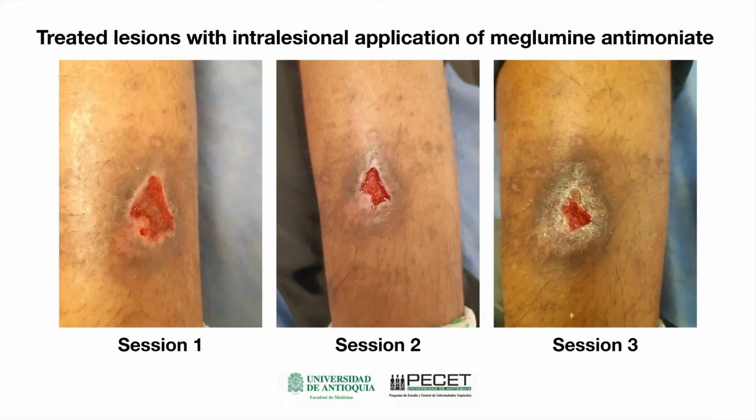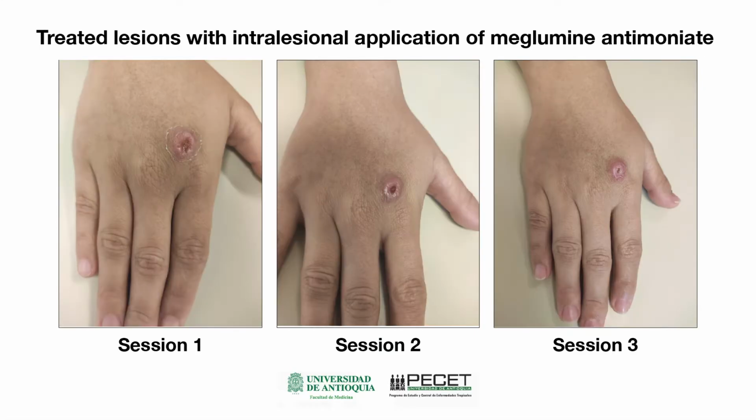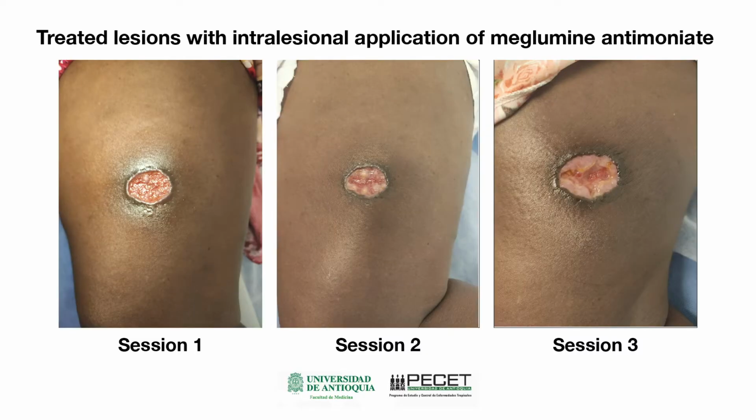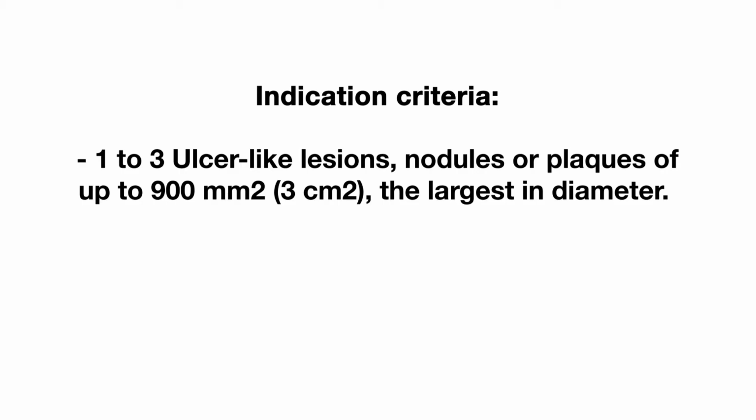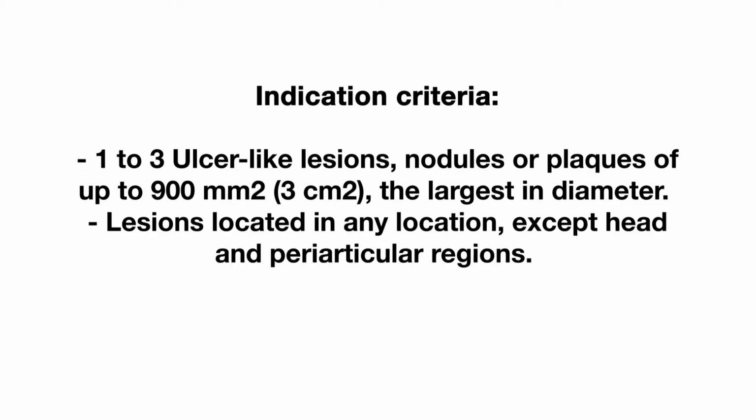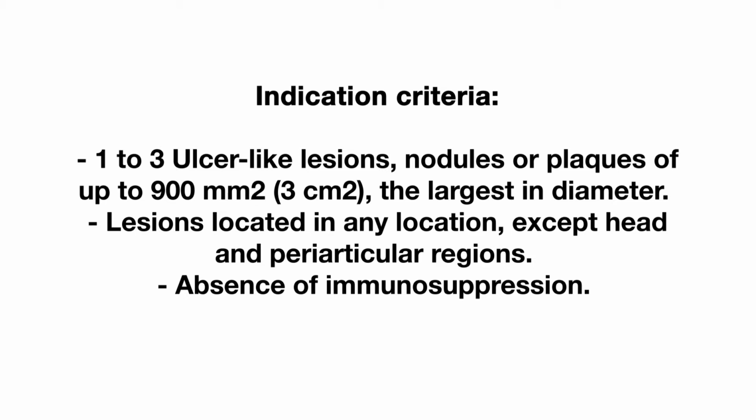Cutaneous leishmaniasis treatment with intralesional application of meglumine antimoniate. Criteria for indication of local treatment of cutaneous leishmaniasis in the Americas: 1 to 3 ulcer-like lesions, nodules or plaques of up to 900 square millimeters, 3 centimeters at the largest diameter. Lesions located in any location except head and periarticular regions. Absence of immunosuppression. Possibility of monitoring.